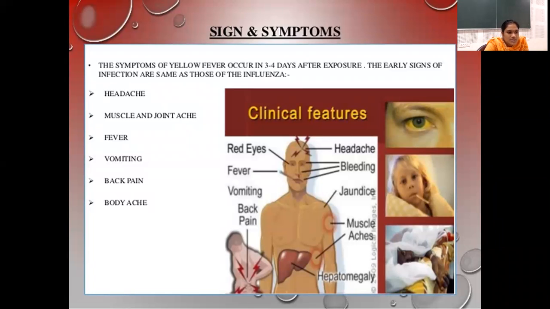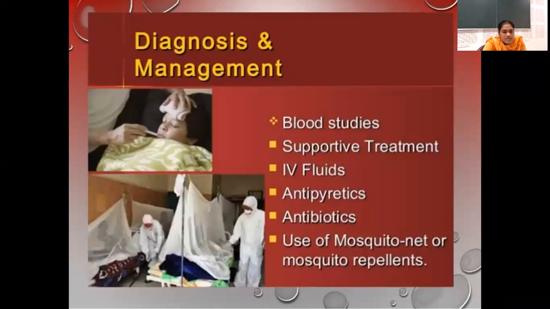The signs and symptoms, as the name indicates, yellow fever: jaundice, red eyes, headache, joint pains, fever, vomitings, backache, and body aches, bleeding, and muscle aches, myalgias, and hepatomegaly are usually present. The diagnosis and the management of yellow fever is by blood investigations and supportive treatment with IV fluids and paracetamol and pain relief, NSAIDs and antibiotics. The prevention is by using mosquito nets.